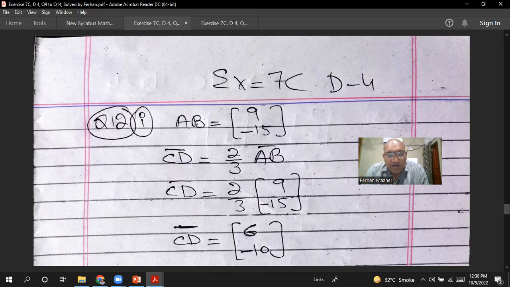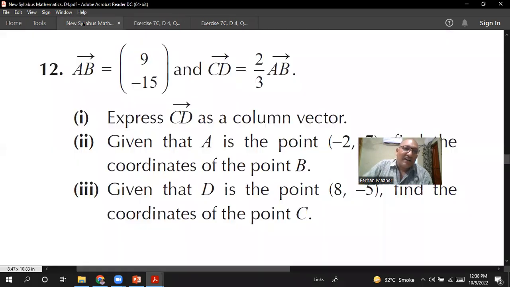So when the 2/3 will multiply with the 9, you will get 6. When 2/3 multiplies with -15, you get -10. So the CD, in the column vector form, will be (6, -10). So that's the A part of that question.